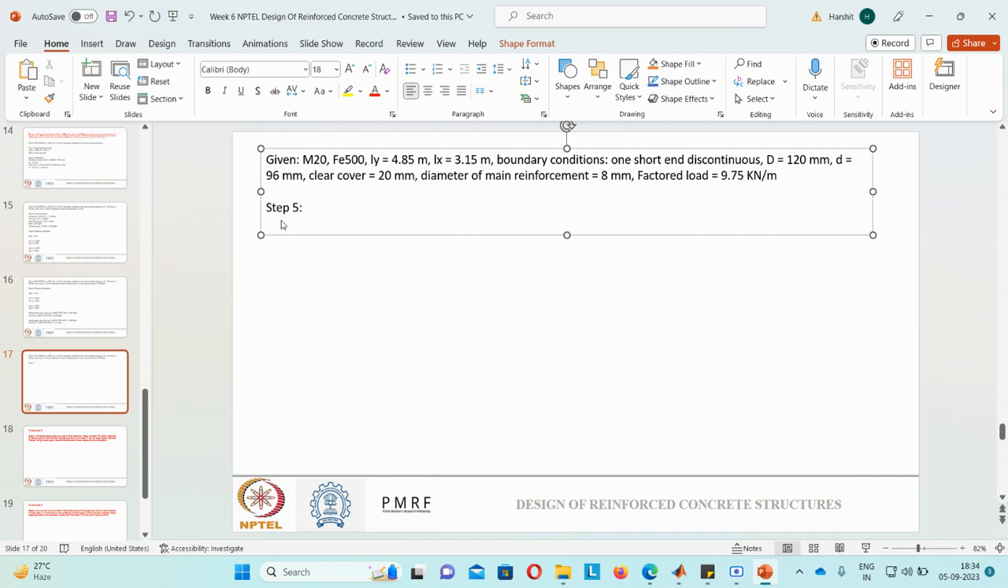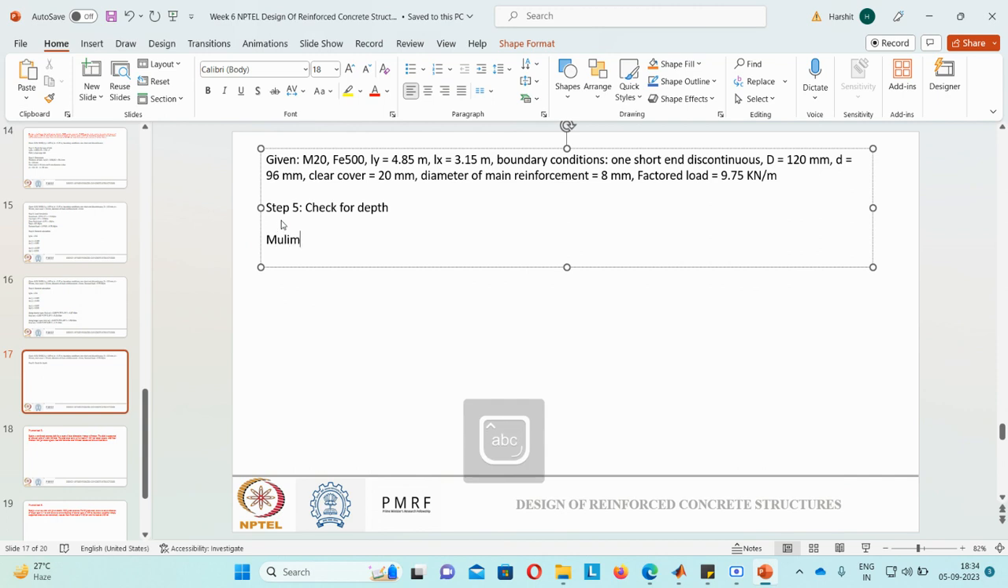So what we generally do, we check for these moments based on the limiting moment. So check for depth, just to check whether the depth that we have provided is sufficient or not. So how can we calculate Mu limiting? By calculating xu by d. Right now I'm directly writing the value. For Fe 500, the factor is 0.133, and for Fe 415 it is 0.138. So 0.133 fck bd square. Upon calculation, you will get Mu limiting.